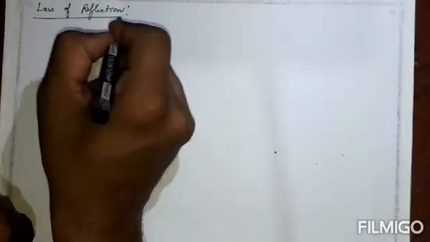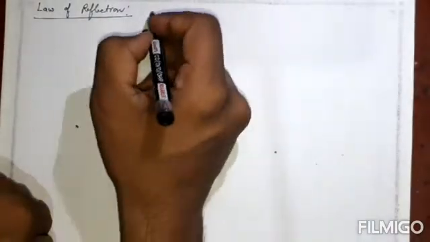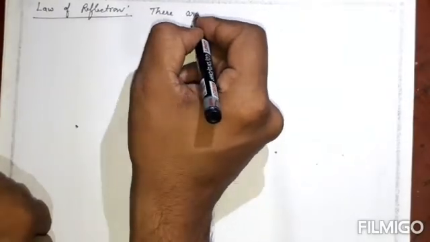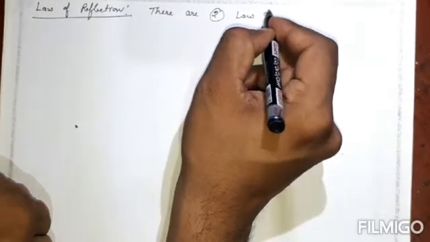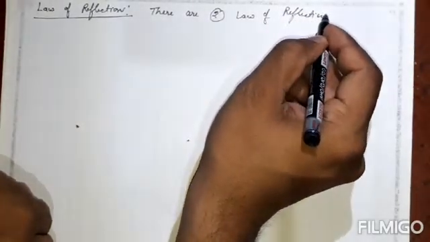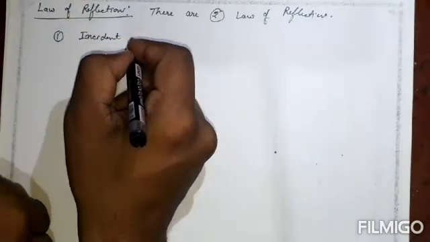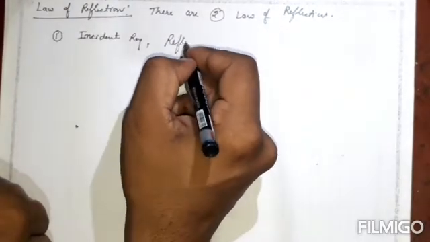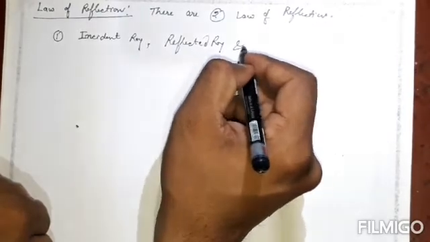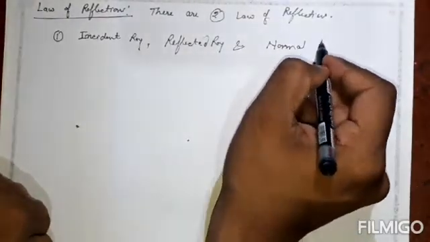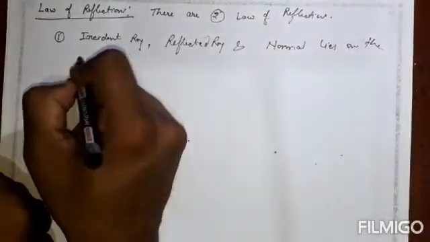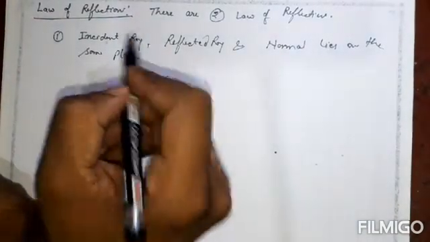Now in the next lecture we will study the law of reflection. Basically there are two laws of reflection. Number 1: the incident ray, the reflected ray, and the normal lie on the same plane. This is the first law.